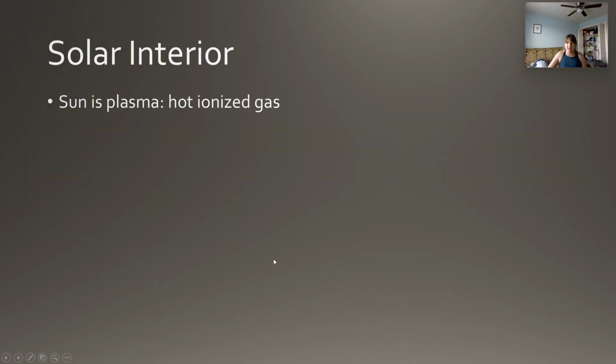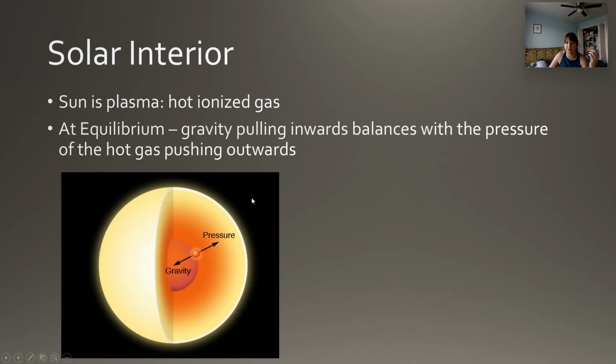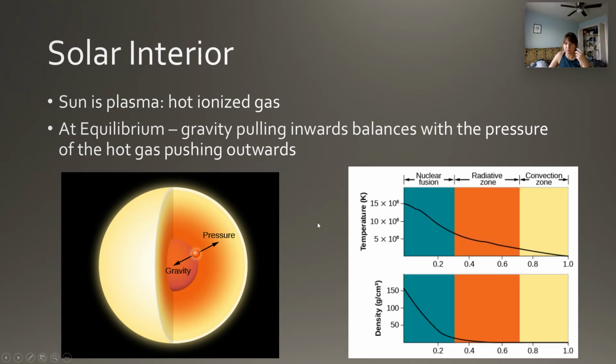The solar interior, sorry about my dogs. The solar interior is plasma. Well, the whole sun is plasma, which is hot ionized gas. The sun is at equilibrium, so that means that the gravity pulling inwards balances with the pressure of the hot gas pushing outwards. So that is why the sun is able to stay at equilibrium and stay stable.